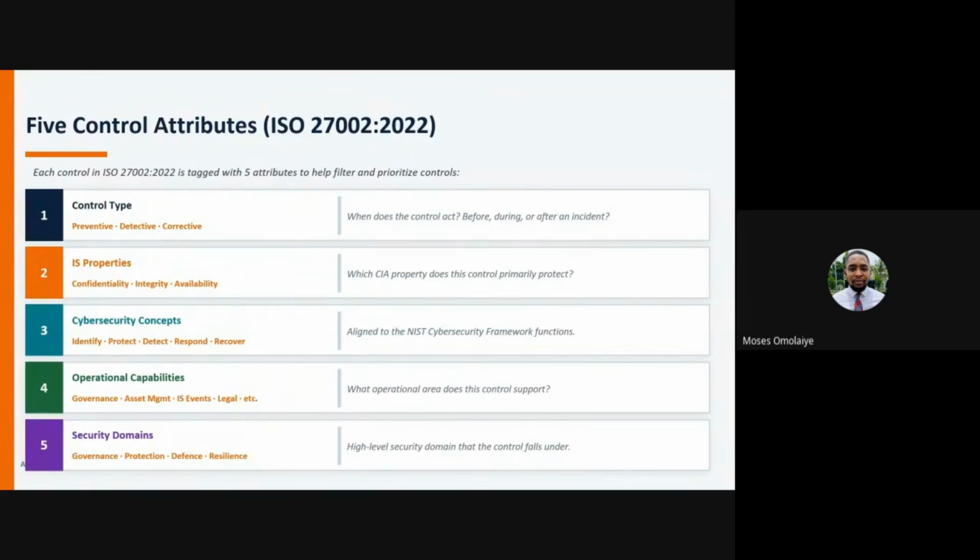Is it governance? Is it asset management? Is it information security events? Is it legal, etc.? And then we have security domains. What security domain does that control belong to? So, the high-level security domain that the control falls under. It could be under resilience, it could be under defense, it could be under protection, and also governance.